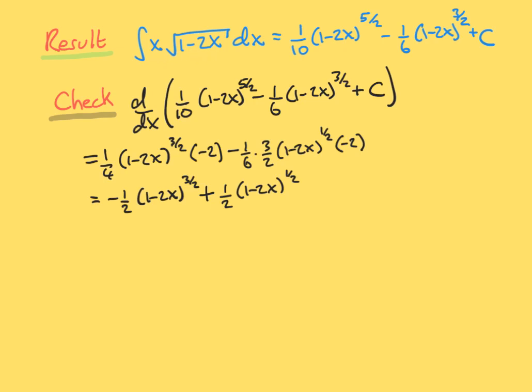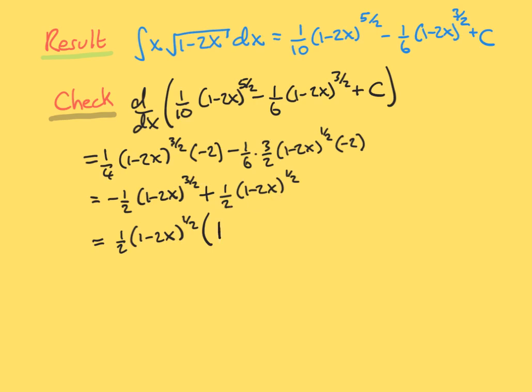recognize that we can pull out a common factor of 1 minus 2x to the half here and here. And we can also, while we're at it, pull out a factor of a half. And I'm going to write the positive term first as well. So from the positive term, we have a half, brackets, 1 minus 2x to the half, times, and then from this term, there's just a factor of 1.